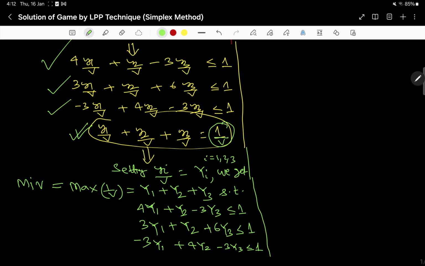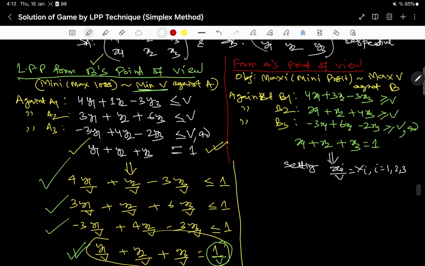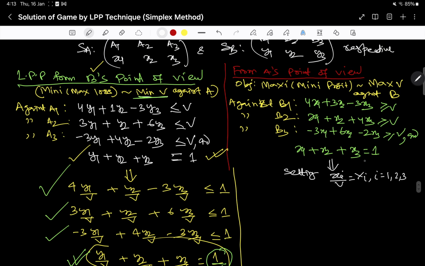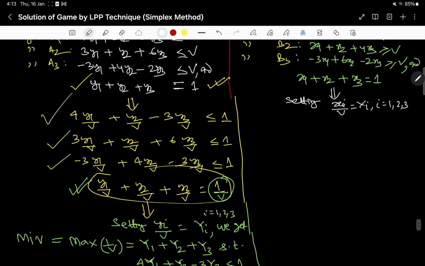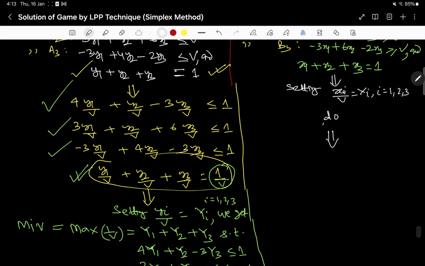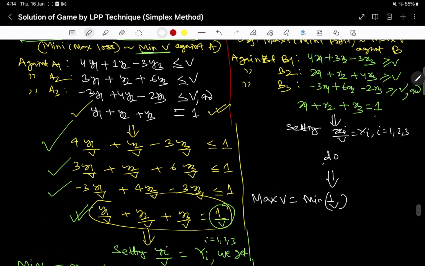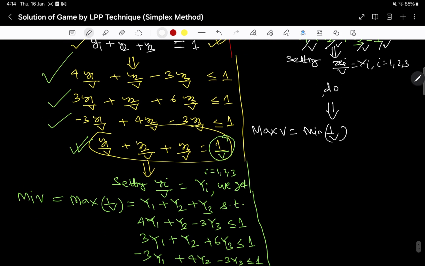Likewise from A's point of view, I just write it. Similarly we divide by V here, and we set this. I skip this step here, and accordingly I have maximize V, which is the same thing as minimize 1 by V. Now this is converted to V by V divided throughout, is it not?